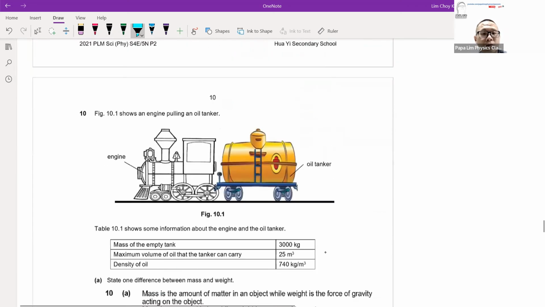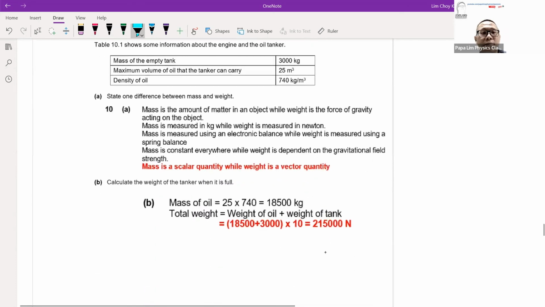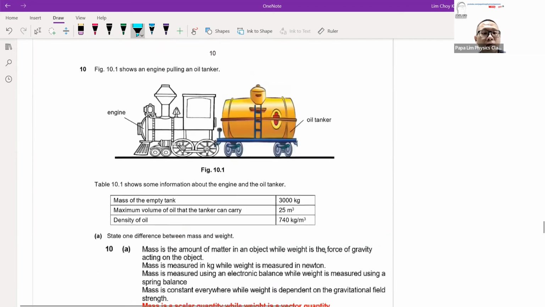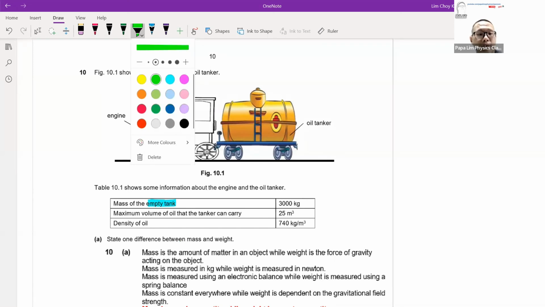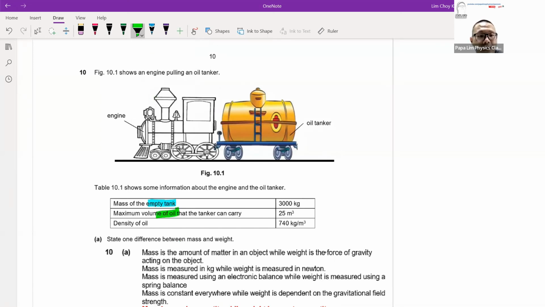Now, question 10. Question 10 is a density question. Based on the information, you are given the mass of the empty tank. Then after that, you are given the volume of the oil and the density of the oil. Okay, so take note of this.